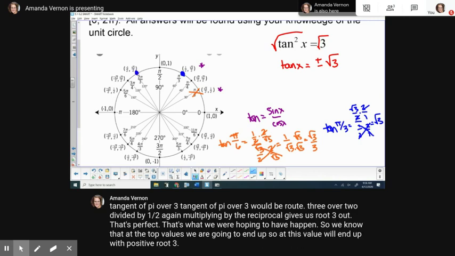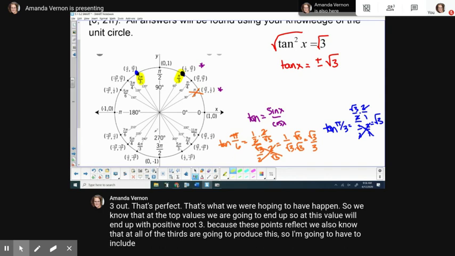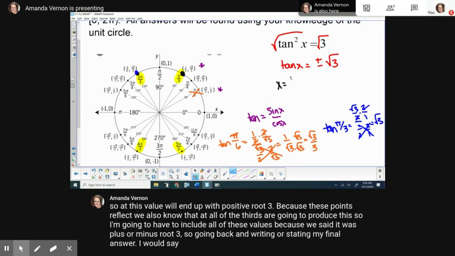Because these points reflect, we also know that all of the thirds are going to produce this. So I'm going to have to include all of these values because we said it was plus or minus root 3. So going back and stating my final answer, I would say x equals pi over 3, 2 pi over 3, 4 pi over 3, or 5 pi over 3.